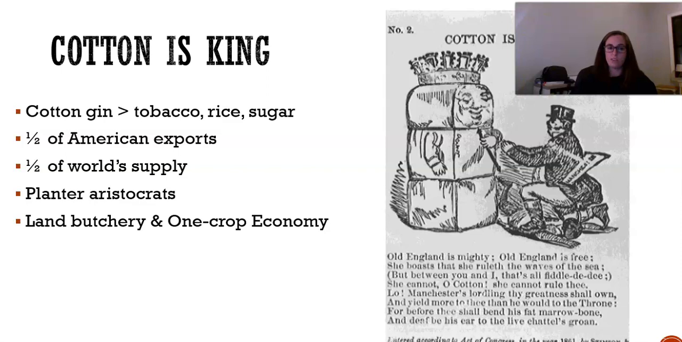The thing with planting one crop over and over again is that it's really difficult for the soil. If you remember back when we talked about the three sisters, those three help renew the soil, and then you also have slash and burn farming. But here, land was pretty much butchered, and people had to keep moving west, southwest, in order to get more agricultural land for cotton. And so it becomes a one-crop economy.